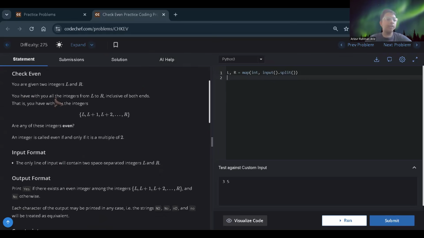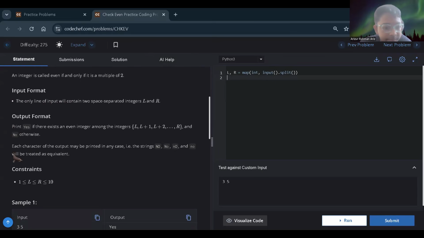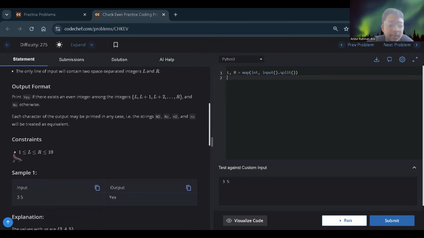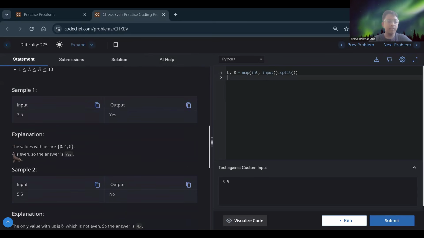Okay. So you have with you all the integers from L to R inclusive of both ends. That is, you have all the integers L, L plus 1, L plus 2, up to R. Are any of these integers even? An integer is called even if and only if it's a multiple of 2. I understood a little from the problem, so let's see the samples.